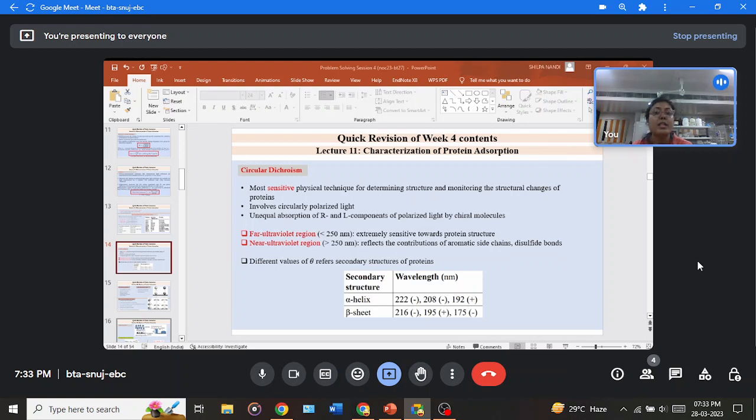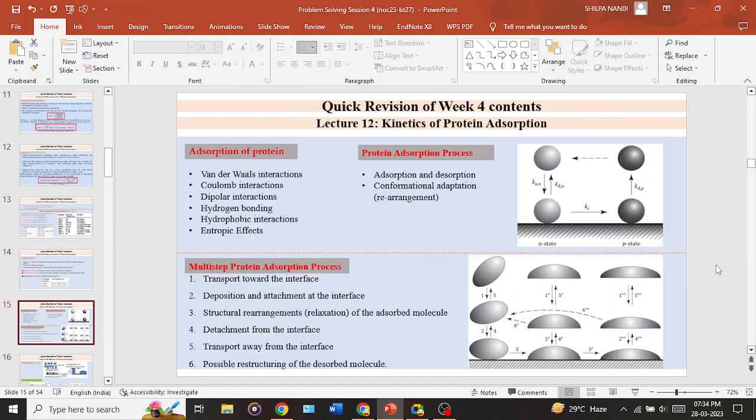Far UV region is extremely sensitive towards protein structure, and near UV region reflects the contribution of the aromatic side chain as well as the disulfide bonds. Similar to FTIR, here also various wavelengths such as 222, 208 and 192 reflect the secondary structure such as alpha helix of the protein. So anytime we perform CD or FTIR, we have to go through this table to know which peak belongs to which secondary structure. So we will move on to lecture number 12, that is kinetics of protein adsorption.